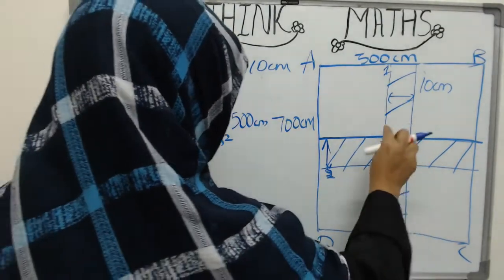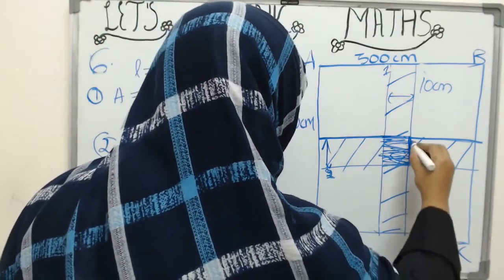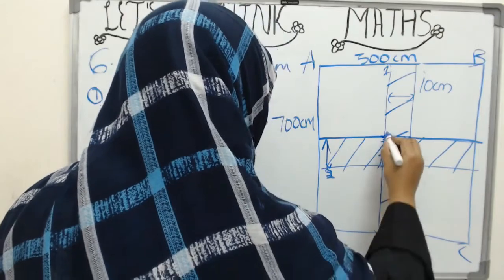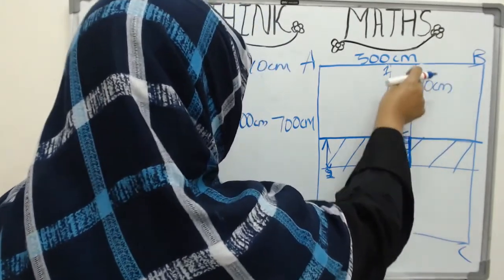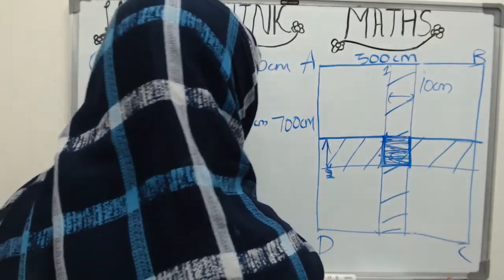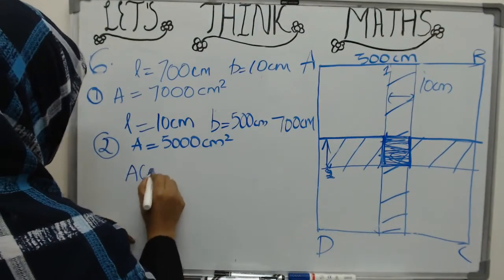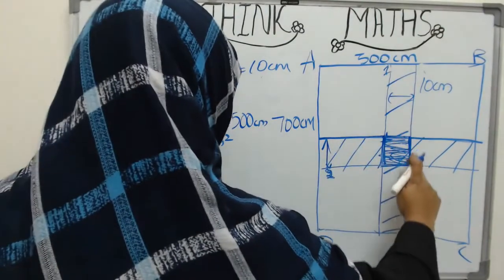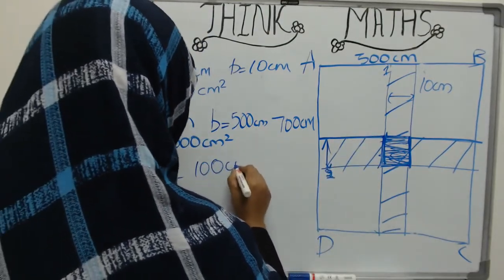What is the length? See, we know that this much is 10. We know this much is 10, and this much is 10, because when we say 10 centimeter width, it means it is 10 centimeter all over the place. So this is not actually a rectangle, it is actually a square, and its area is 10 into 10, that is 10 square, which is 100 centimeter square.